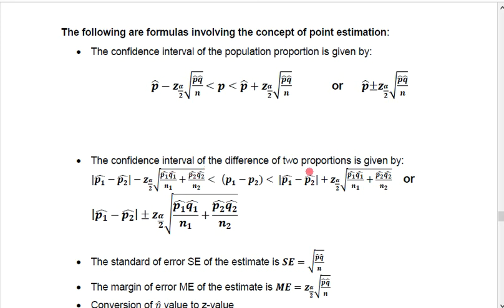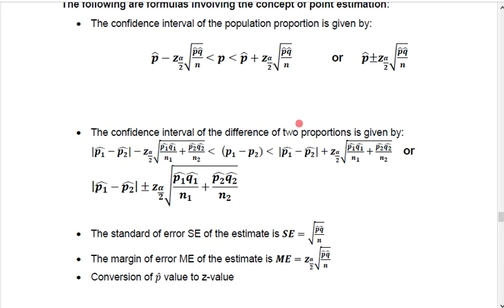The confidence interval of the difference of two proportions is given by this. Okay, so haba ng formula, no? Pero pareho lang naman yan kapag dalawa yung given proportion. Okay, we have P hat sub 1 and P hat sub 2.